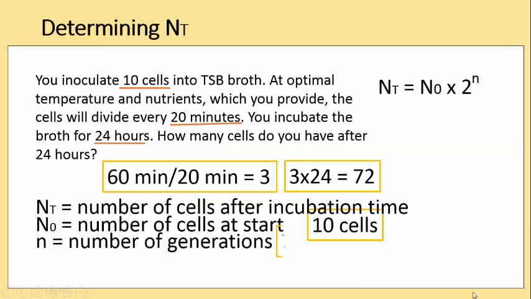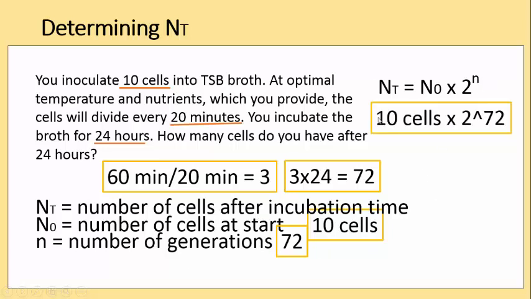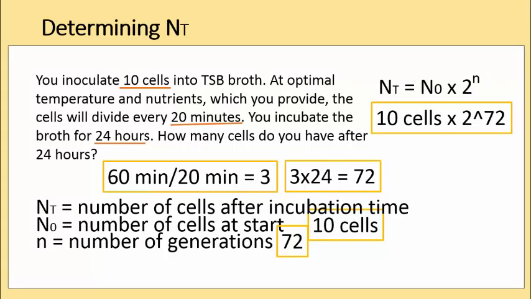So N is 72. So if I plug these numbers into my formula, I get 10 cells times 2 raised to the 72. You were probably wondering how to do the math now that you've plugged it into the formula.